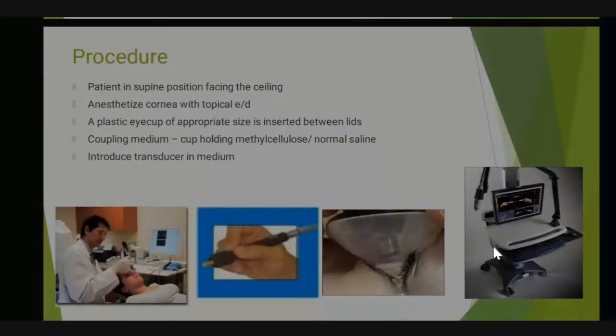So the cup is placed like that, and we use a coupling medium. It can be methyl cellulose, or we use normal saline. In our clinic, we mostly use normal saline.